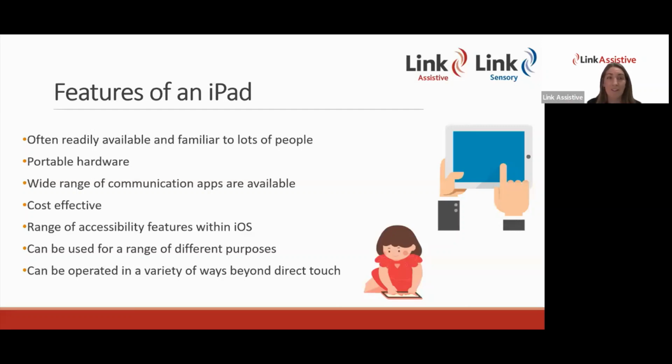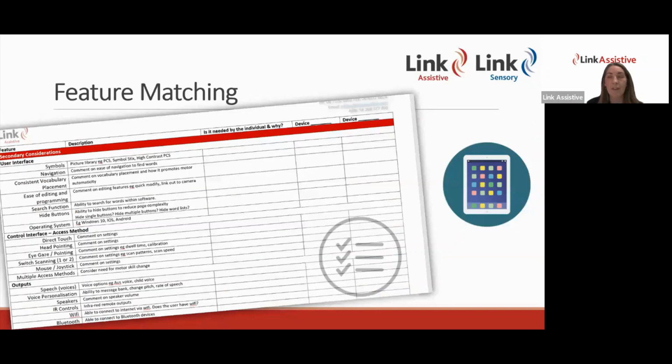And there can be a lot of features that a person requires in a communication device that can be met with an iPad. But when we're doing a really comprehensive assessment and overview and considering options for communication devices, there are a range of different features that we may need to consider. And maybe an iPad isn't going to meet those, or is there a better way that an iPad can meet a feature that the client needs?